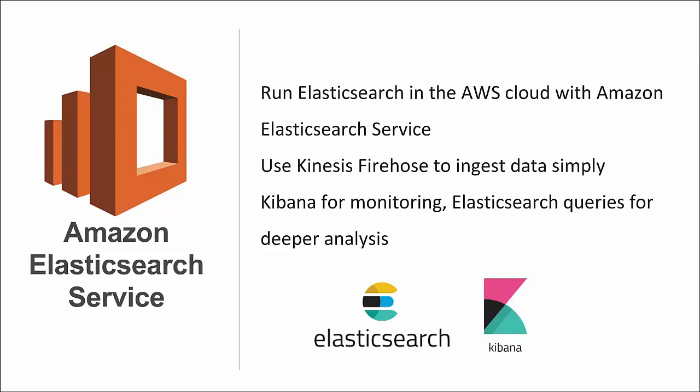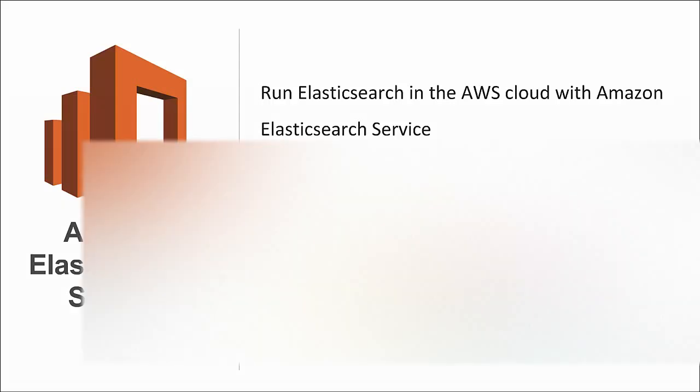So we're going to wrap up here. Amazon Elasticsearch Service provides you an easy way to run Elasticsearch in the AWS cloud. Kinesis Firehose is a really great, robust way to get data into Amazon Elasticsearch Service. And then you use Kibana not only for monitoring, but also for analysis of the data underneath.